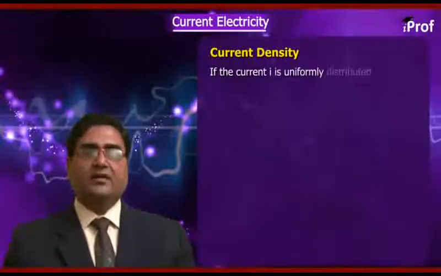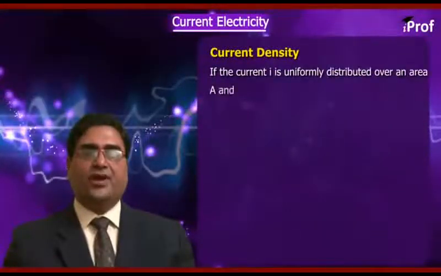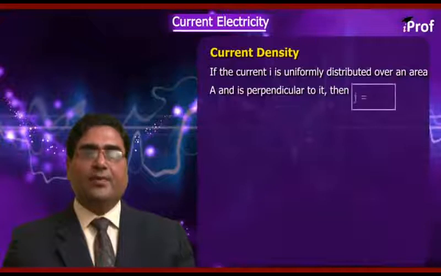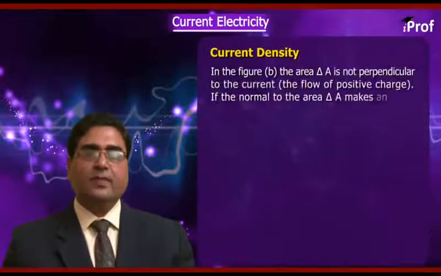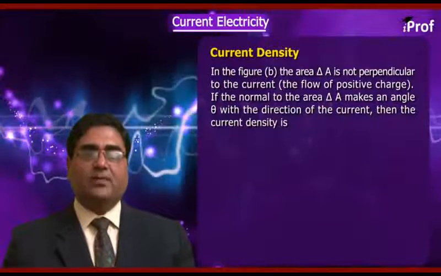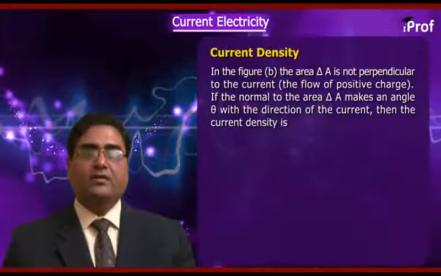If the current I is uniformly distributed over an area A and is perpendicular to it, then J equals I upon A. In figure B, the area delta A is not perpendicular to the current, the flow of positive charge.